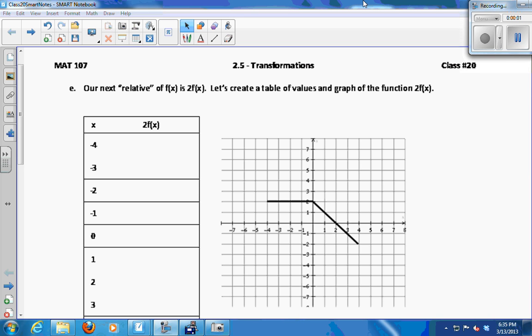So our next relative of f of x is 2 times f of x. And we're going to create a table of values, see what happens to the graph. Any conjectures before we start making our table of values? What do you think is going to happen to the graph? It's going to change the x-intercept?